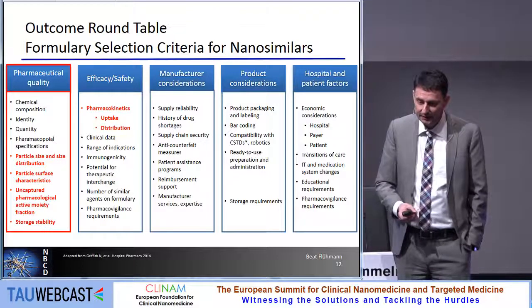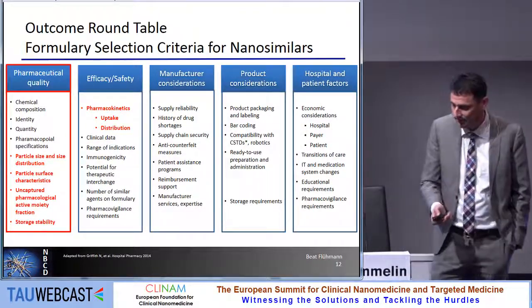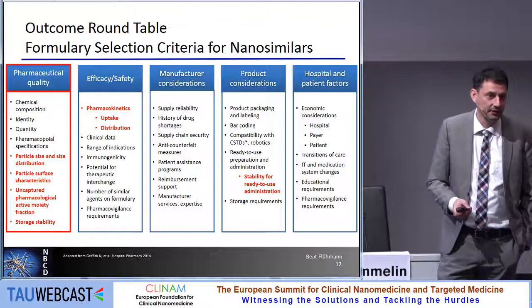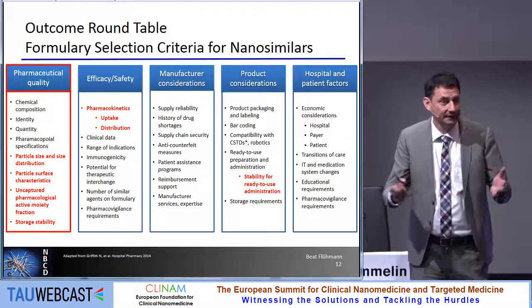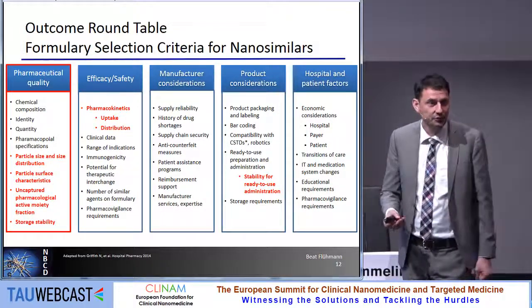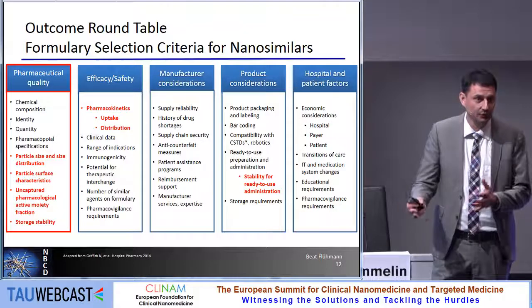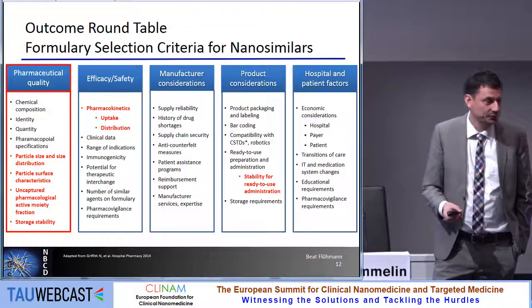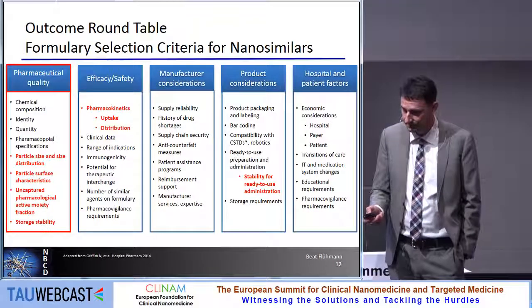On the efficacy and safety side, the pharmacokinetics is really, besides the uptake, the distribution of the nanoparticles, a relevant factor for nanoparticles. And a very important point is the stability for ready-to-use administration. If you dilute these products in saline solution for infusion, you need to make sure that when it reaches the patient, it's still stable. You still have the product you intend to give to the patient. And this data is missing for most of the products today, so you don't know what you have, and it might make huge differences.